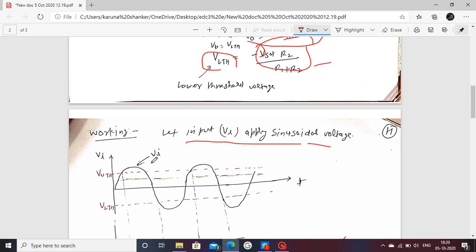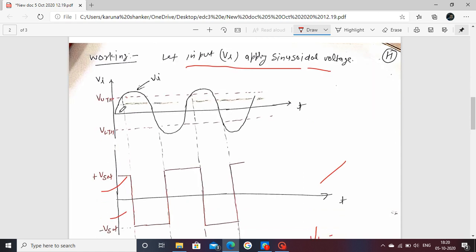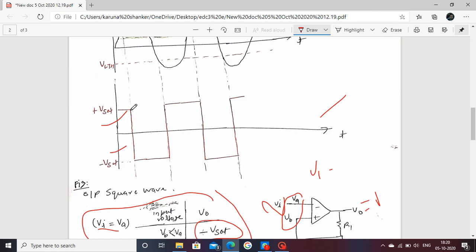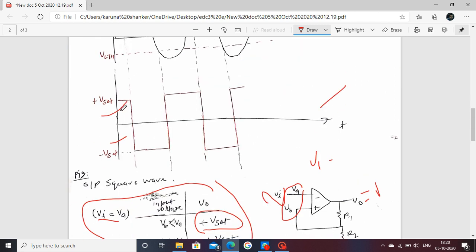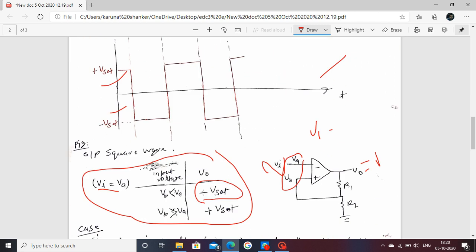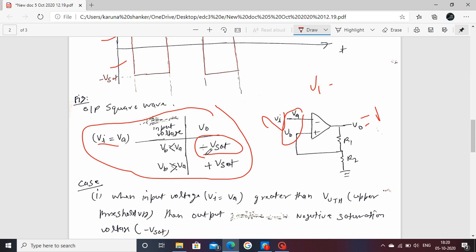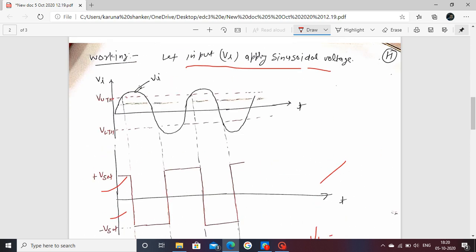Here, the input voltage is compared with the VB voltage. The VB voltage means the upper threshold voltage, which is considered positive here. So VI is greater than UTH. In other form, it is considered as VB, and VI is greater than VB. The output is minus V set. This condition gives the minus V set.